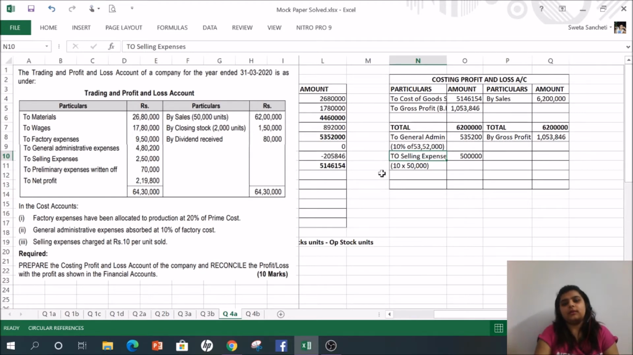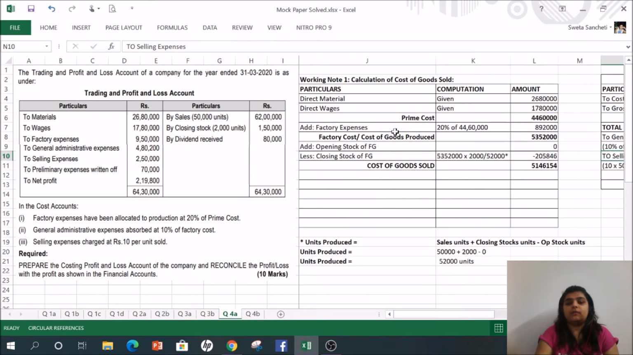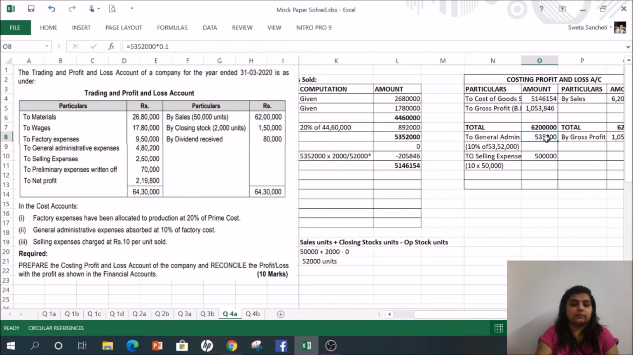Now if you observe, there is a difference between what we have absorbed as our factory expenses or as our general admin expenses and what is recorded in our financial, that is our actuals. This is our under or over absorption. Now under or over absorption can be treated in two ways. Either you write it after the selling expenses or you show it in the reconciliation statement. Since we are anyways preparing the reconciliation statement, I am going to show it in the reconciliation statement. Even if you show it here, there is no problem about it.